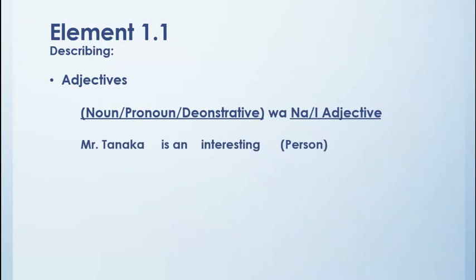Now, let's have this one. Mr. Tanaka is interesting or is interesting. Supposed to be walang an, okay? Or an interesting person. Now, sa Japanese, this would become Tanaka-san wa, which is our topic, omoshiroi desu, kung siya ay interesting, or omoshiroi na hito, if you use the word person.